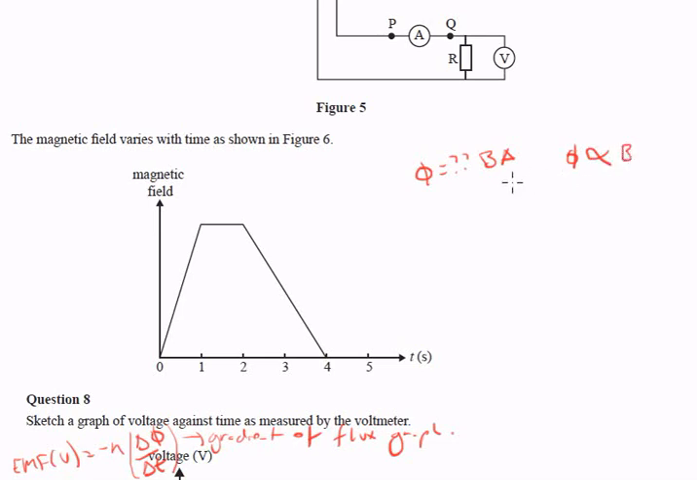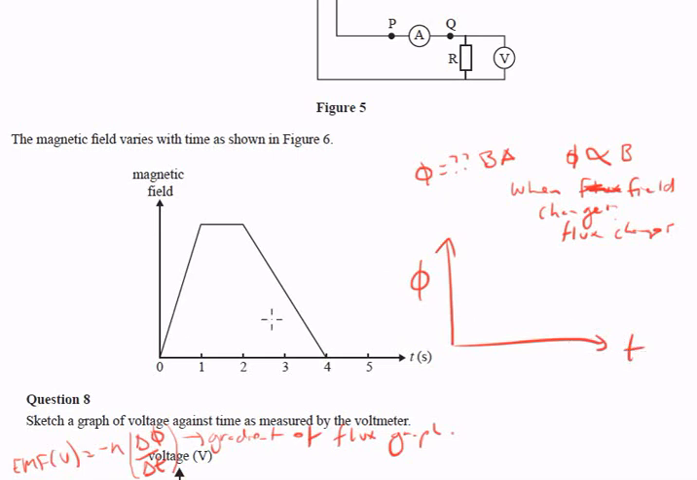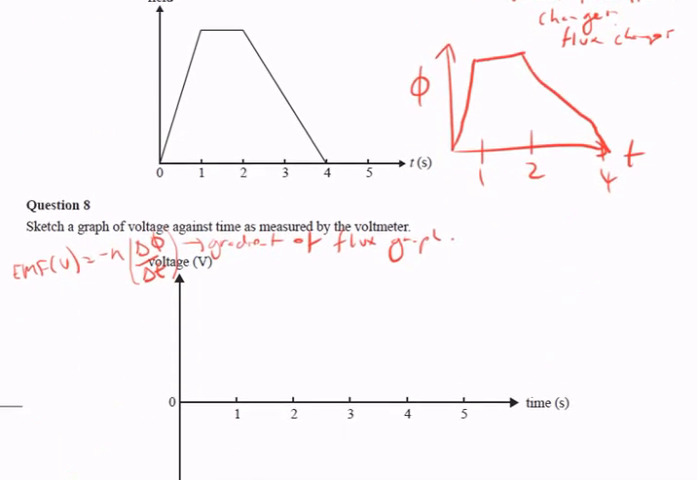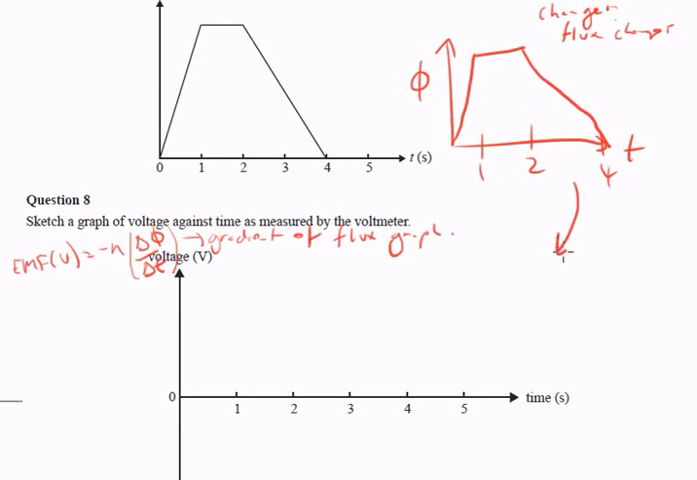What does that mean? It means when field changes, flux changes. And simply put, if I was to draw a graph of flux versus time, it's exactly the same. Steep, flat, not so steep. This goes up to 1, this is 2, this is 4. So now that we've got our flux graph, we need to take the gradient of this to get our voltage graph.